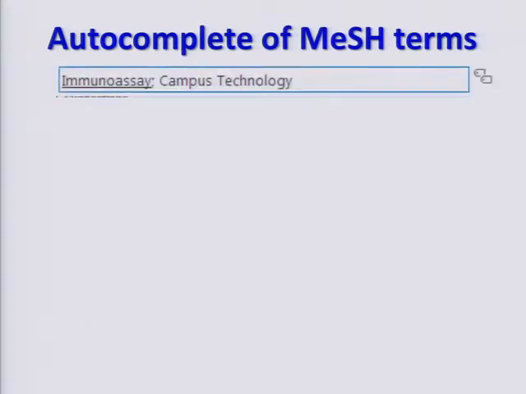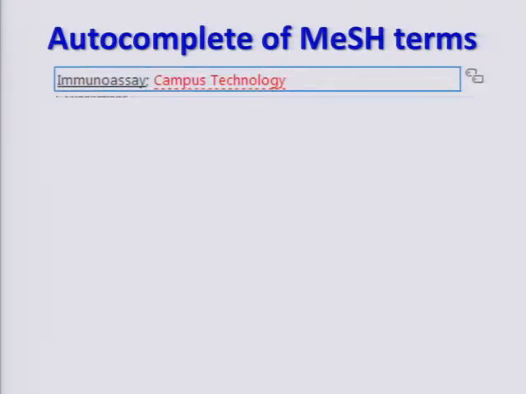What about if I typed in a term that's not in the MeSH database? So here I type in campus technology. Well, that is not a recognized term in MeSH. I cannot just go in and put in any term. It has to be in the MeSH database to once again keep all the faculty using the same set of terminology.